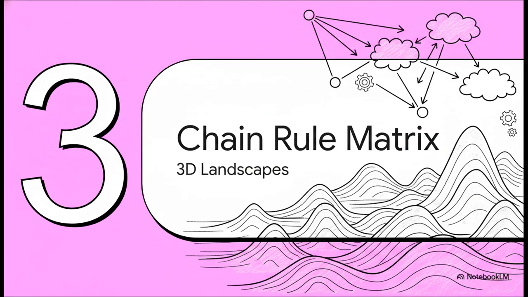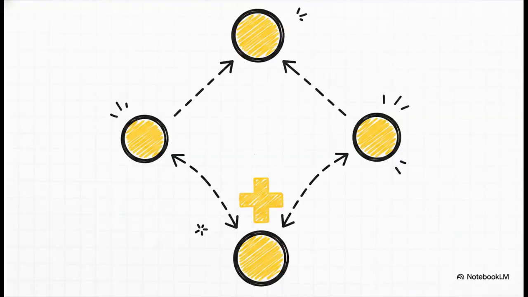Next up, Section 3, the chain rule matrix. Okay, so what actually happens when our variables are themselves functions of other variables? That's where the chain rule of partial derivatives steps up to the plate. Think of it kind of like a map. Say you're trying to find the derivative of your target variable z with respect to u. But wait, z depends on x and y, and x and y both depend on u. So you basically have two distinct paths to reach your destination. The fundamental rule here is the addition principle.